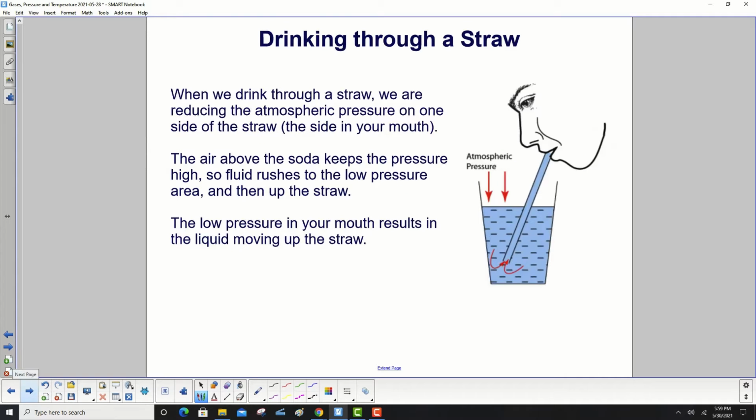When we drink through a straw, we are reducing the atmospheric pressure on one side of the straw. That would be the piece in your mouth there. The air above the soda keeps the pressure high, that's the atmospheric pressure, so fluid rushes to the low pressure area, like that, and up the straw. The low pressure in your mouth results in the liquid moving up the straw.